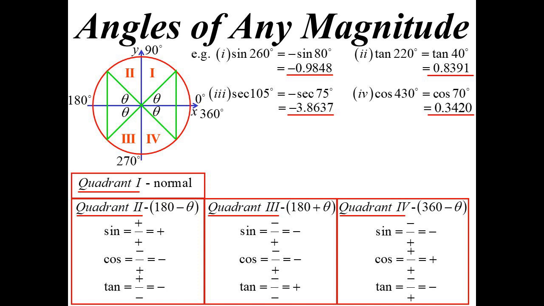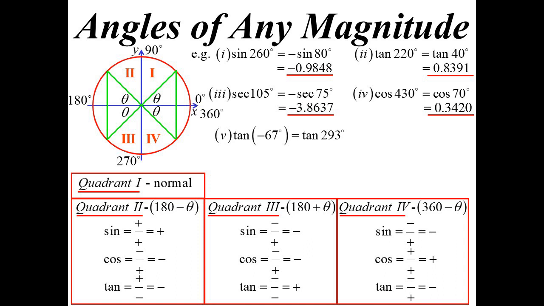So cos 430 would be the same as cos 70. A negative angle? Well, that just means I've gone clockwise instead of anti-clockwise. So if I go clockwise 67 degrees, so negative 67, that's the same as going anti-clockwise 293. Well, here's the interesting thing.